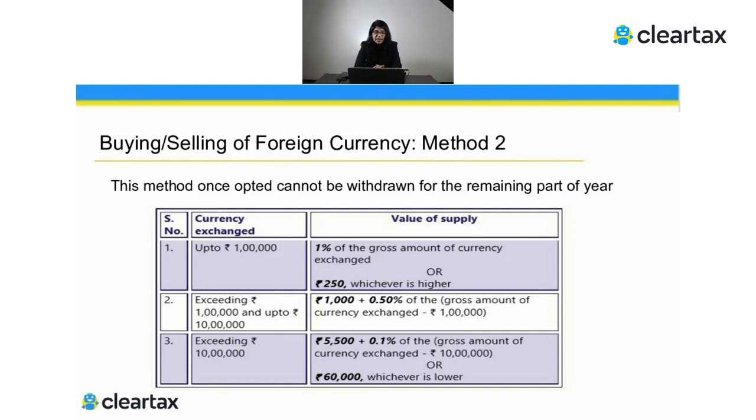But here we also have a second method. We can always go with the slab rate. But make sure that this is applicable for the entire year. Once you have opted for it, you cannot withdraw it for the remaining part of the year.